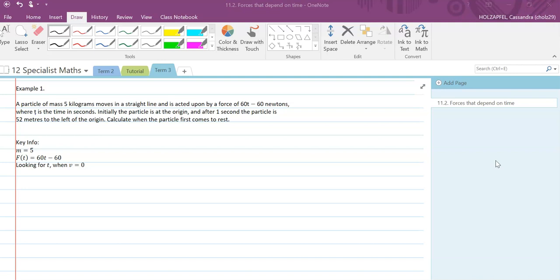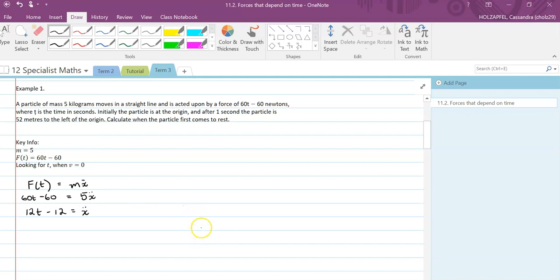So I've written down my key information here, and I'm going to substitute this into my formula. So we know that force as a function of time is going to be equal to the mass times the acceleration. So our force as a function of time is going to be 60t newtons, and that will be equal to 5 kilograms times our acceleration. So going ahead now, I can simplify by dividing through both sides by 5, and that's going to be equivalent to my acceleration.